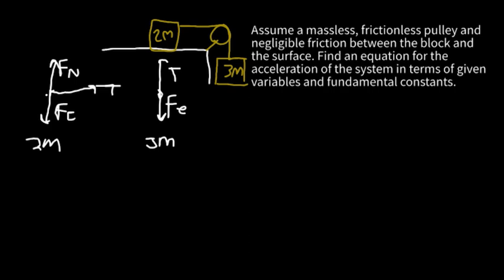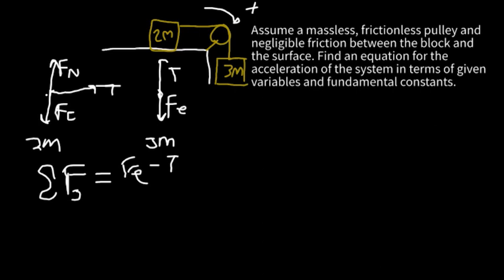Alright, next you have to define a positive direction. Typically, that would be your positive direction. And now we sum the forces on each block in the direction of motion, so don't really worry about the normal force and force of the earth on block 2. So we're going to sum the forces on block 3. And that is going to equal the force of the earth minus tension, right, because force of the earth is pulling down in the positive direction.